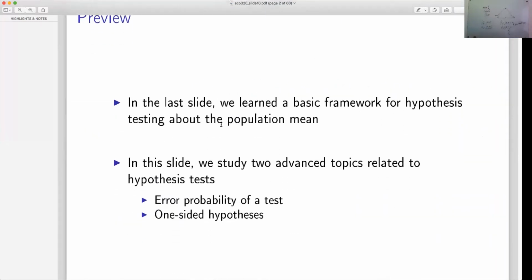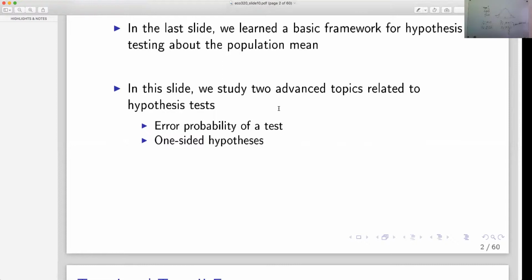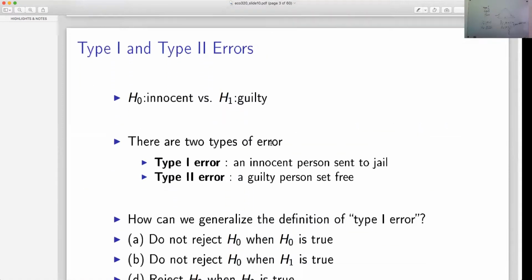In the last slide, we just learned the basic framework for hypothesis testing about the population mean, right? So we study two advanced topics today: the error probability of a test and one-sided hypotheses. Errors contain type 1 and type 2 errors.